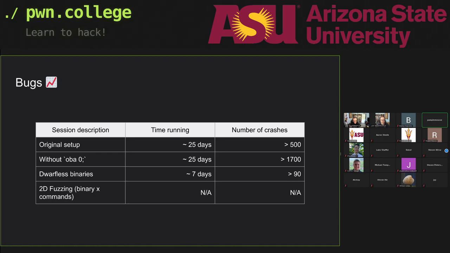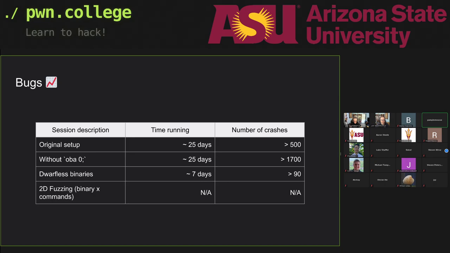Then, because we were annoyed at debugging the dwarf parsing mechanism of radar, we decided to restart from zero with a corpus completely clean of dwarf information. So we only had binaries without debugging information. Then we started running the fuzzing infrastructure again, and it ran for about 7 days and we found about 90 crashes.